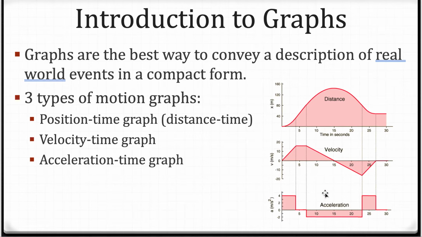These are examples of what they look like, and they can all be used to convey the same information. It just depends on what information you're plotting on the graph. We can take a distance time graph and figure out what the velocity was. If we have a velocity, we can figure out the distance it went, and things like that. We'll be learning that through this unit.